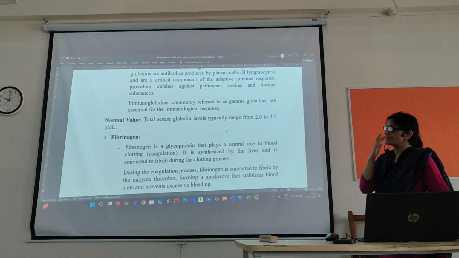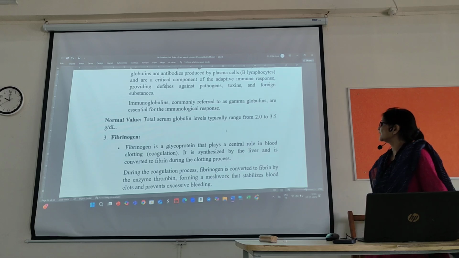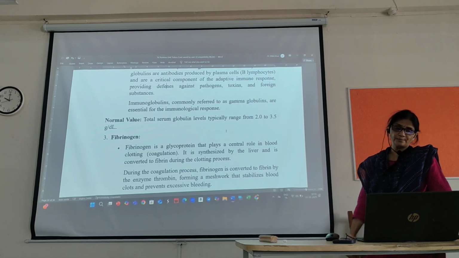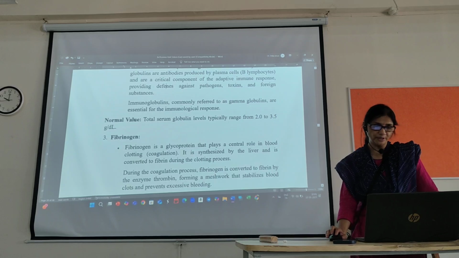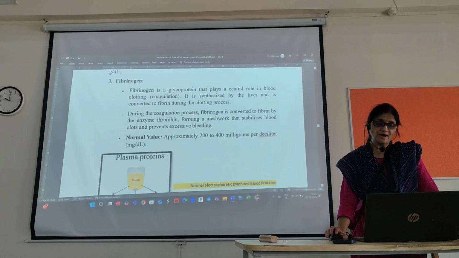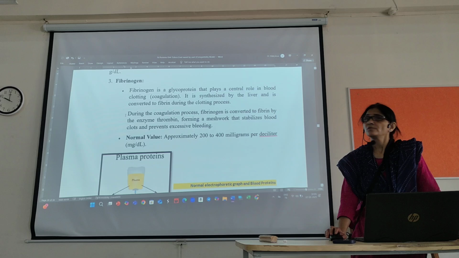Total serum globulin levels typically range from 2 to 3.5 gram per liter. And the third component of this plasma protein is the fibrinogen. Okay, what is the first one?